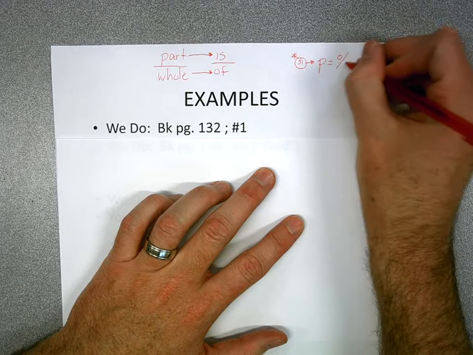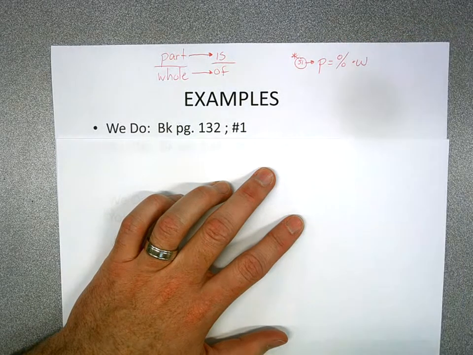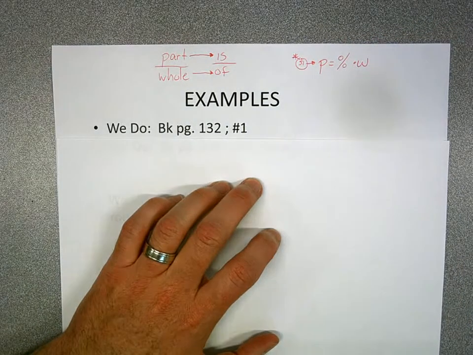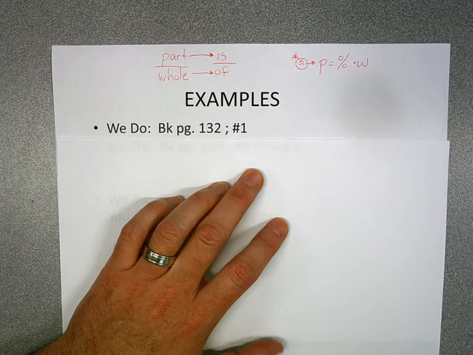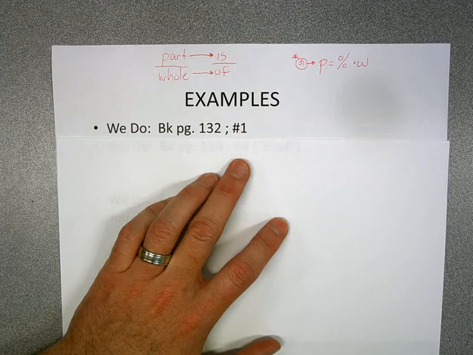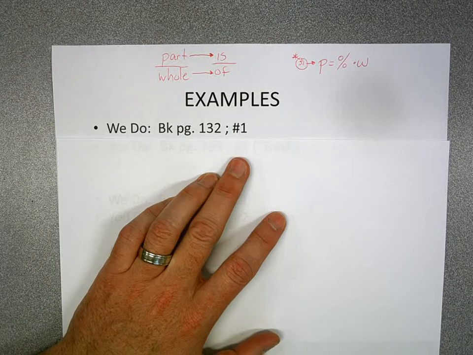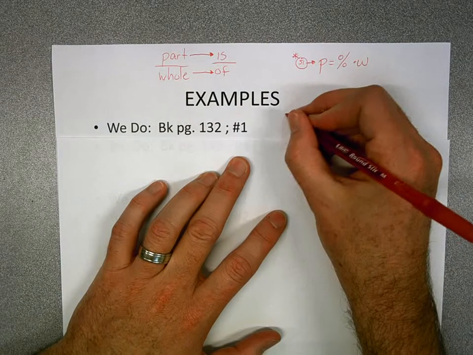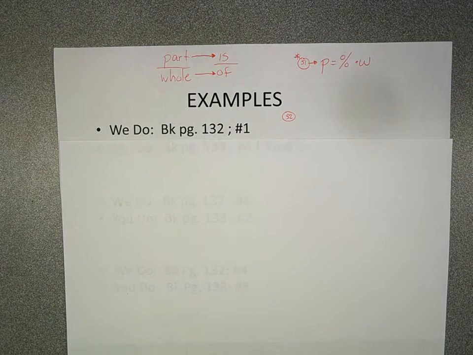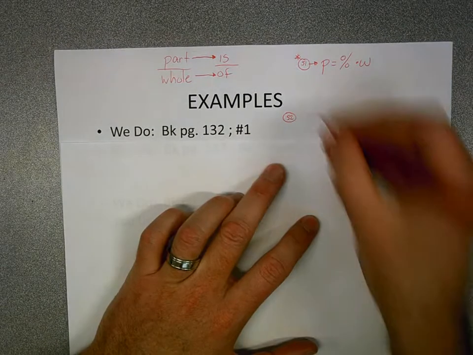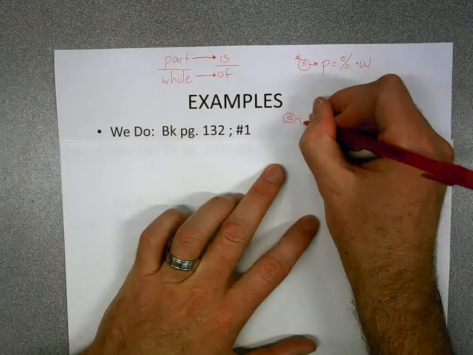P equals percent times the whole. Just put that up at the top. That is to remind you, like we did with percent proportion, how to set up your equation to solve it. Okay? So, here we go. Step 2 is plug in the numbers in the correct spot.